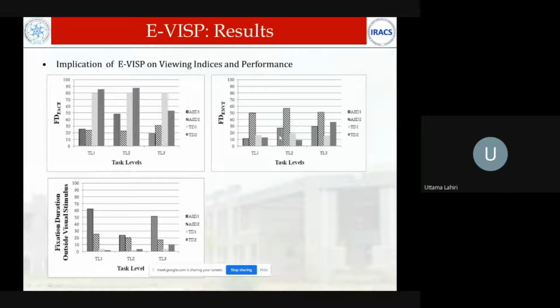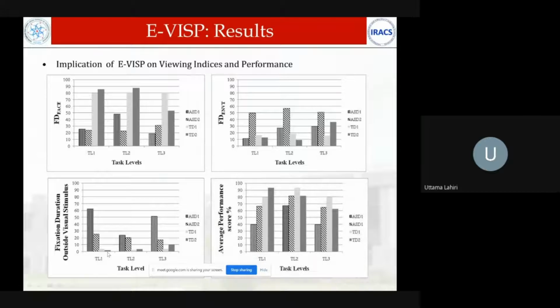Now, outside the visual stimulus, that is outside the computer screen, you can make out the children with autism were looking, in fact, more outside towards the screen, but the typically developing children were looking towards the screen, and in fact, they were looking more towards the face of the avatar. And the performance score, you can see that the performance of the child with autism was much less compared to typically developing children. And also you can see that the percentage performance score goes down with increase in difficulty level.